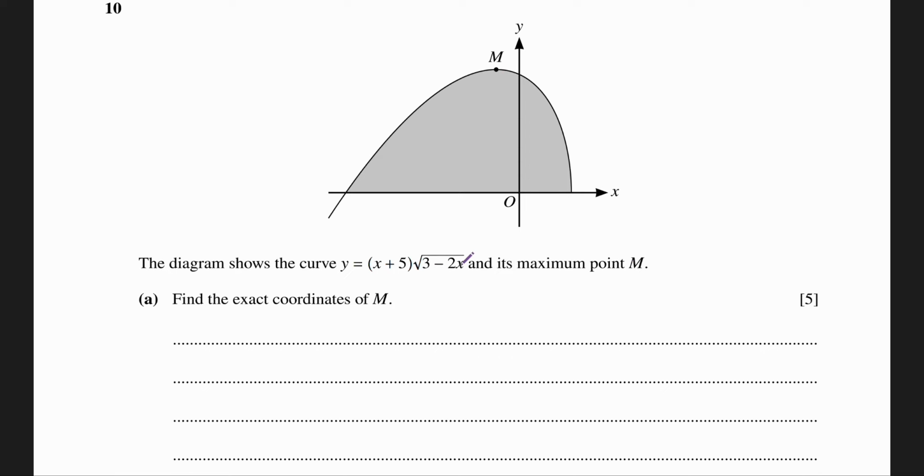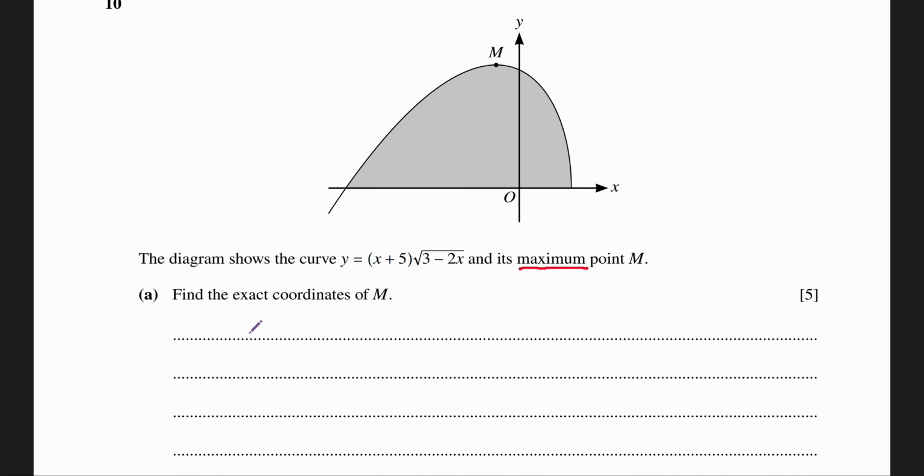Okay, so this is differentiation because that's a turning point. It says maximum point, so that means it's a turning point. Well, we don't even have to do integration. The first part is differentiation. So we find dy by dx. And here we can use the product rule, right? Because we have two different functions. You have x plus 5 as one function, and you have square root of 3 minus 2x as the other function. So what's the derivative of x plus 5 with respect to x?